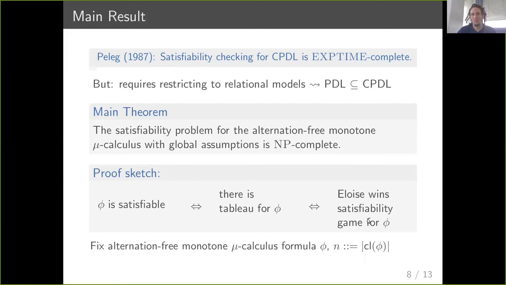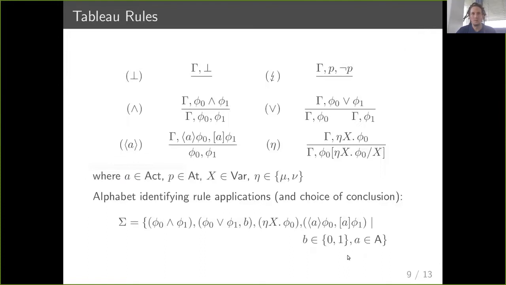Okay, so let us now fix a formula, alternation-free, possibly involving fixed points and global assumptions, and let n be the size of its closure. And then I want to introduce the tableau rules here. We have standard rules for falsum and atomic clash, with no conclusions. And we have several rules for propositional operators with conclusions. For disjunction, we have two conclusions, where either the left or right disjunct is chosen. For fixed points, we have this unfolding rule, which transforms the fixed point formula to its argument, in which, however, the fixed point variables are replaced by the whole fixed point itself again. And crucially, we have this modal rule, which just picks one diamond operator and one box operator and continues with the arguments.